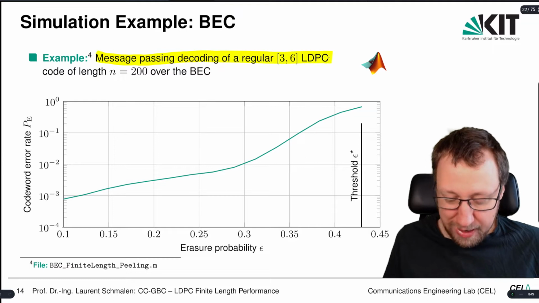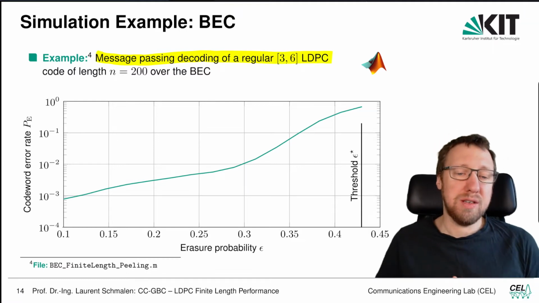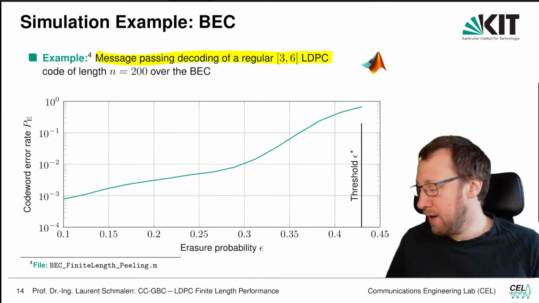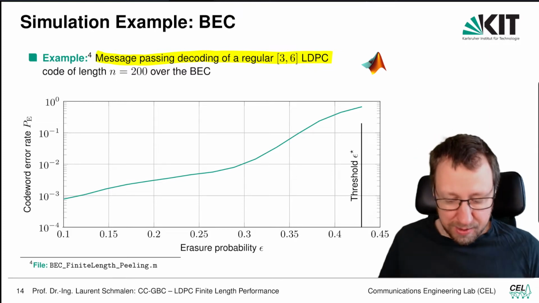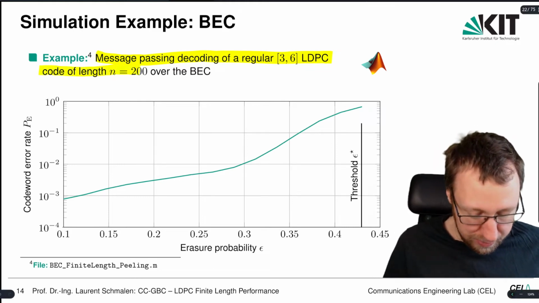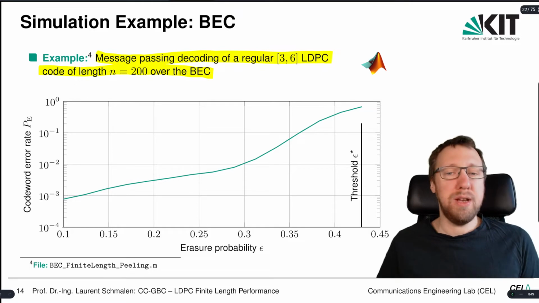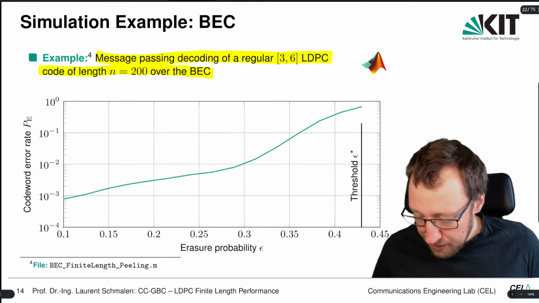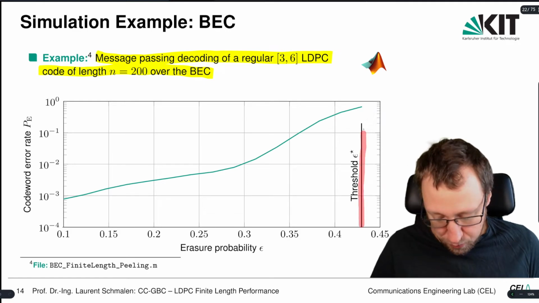a regular LDPC code, and we stick with regular codes because the analysis will be rather simple for regular codes. So we have a constructed (3,6) code, and the code is of length n equals 200. We do the simulation over the binary erasure channel. We know this code has a threshold of 0.4292.